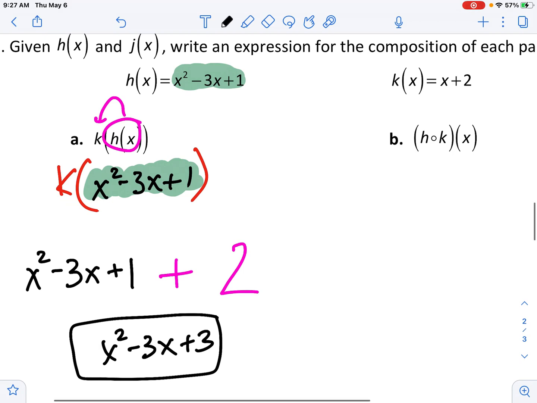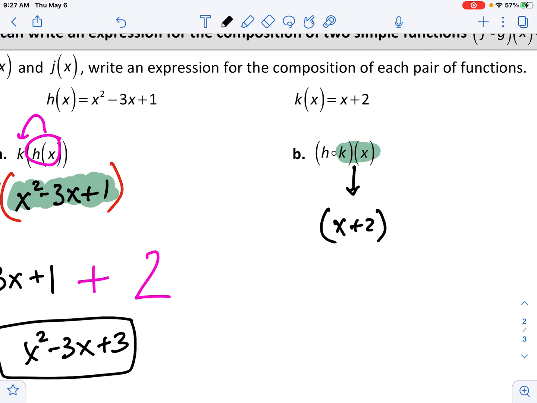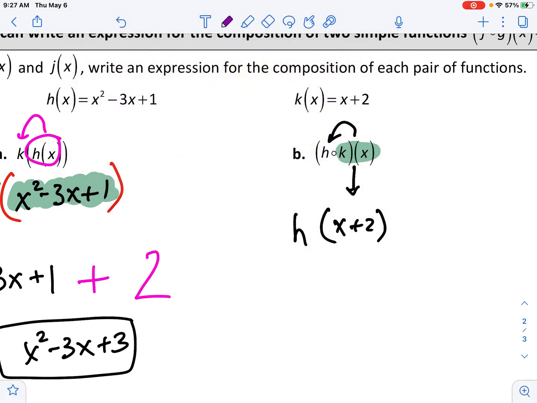The next one, a little more challenging because of algebra. Same idea, though. K of x. K of x is saying take the x, plug it into the k function. Well, wouldn't you know it, the k function already has x's in it, so really, k of x is already known to you. You already know that k of x is x plus 2. But we need to plug that into the h function like we do in these problems. So I want to know what's h of x plus 2.